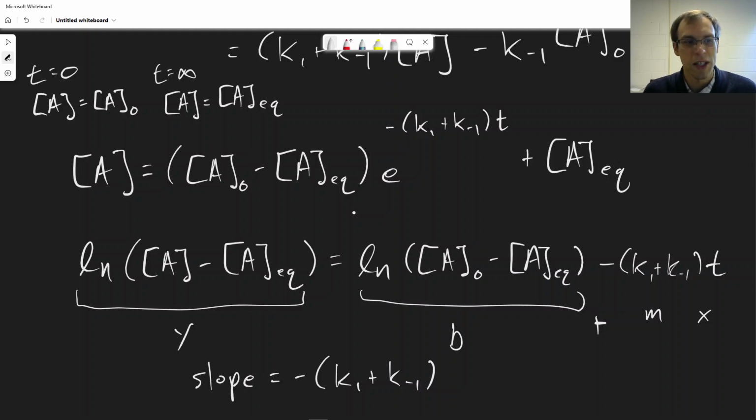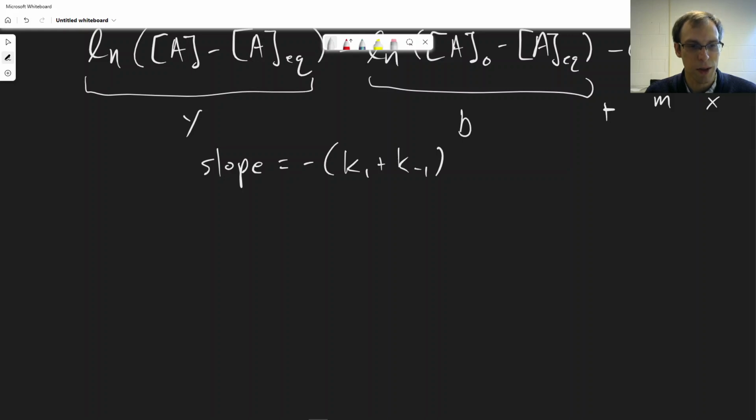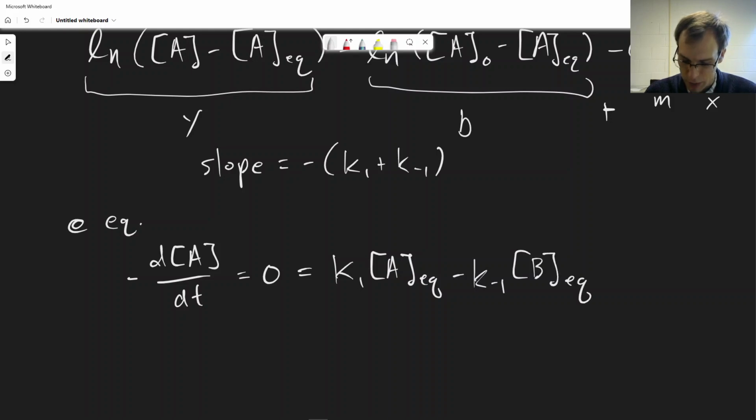Now, of course, we usually want to know these separately, so there's one additional piece of information that we would need to know to be able to separate these out. We need to know these independent of each other. And the key here is that at equilibrium, we know that this derivative goes to 0. So this is specifically at equilibrium. This equals 0. And we wrote out an expression for this before where we had k1 times A equilibrium minus k minus 1 times B at equilibrium, right? So at equilibrium, these concentrations are specifically the equilibrium concentrations.